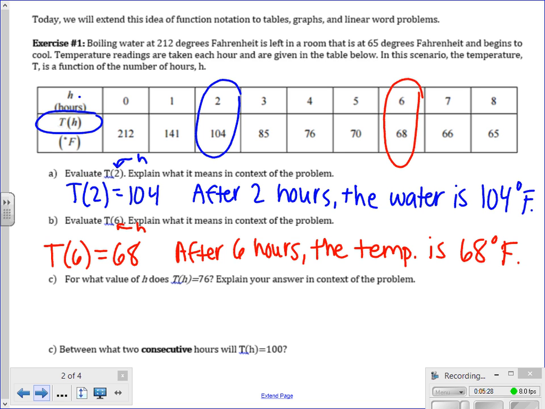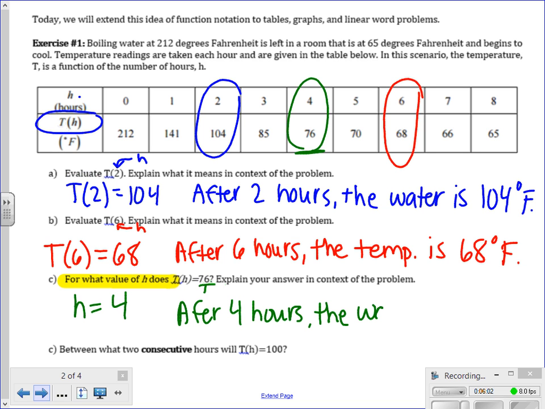Now this time, let's read carefully here. For what value of H does T of H equal 76? Well, I'm trying to find the hours this time, given that the temperature is 76. So when I look at my table, I find here the temperature is 76, and using that value, I can figure out that the hours, the H, equals 4. So again, what that means in context is that after 4 hours, the water is 76 degrees Fahrenheit.